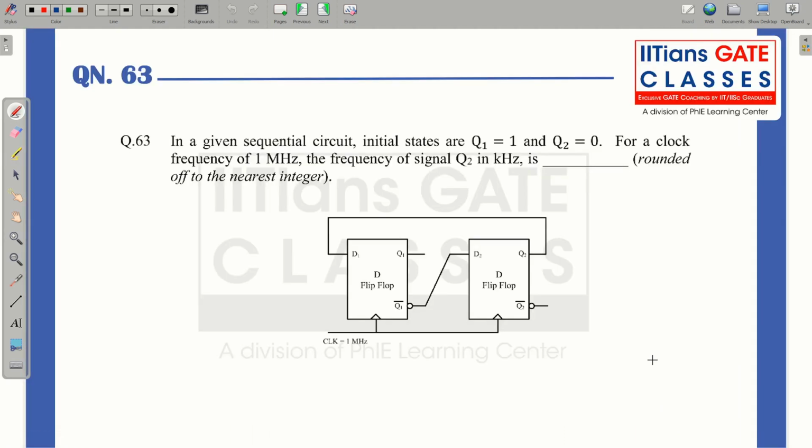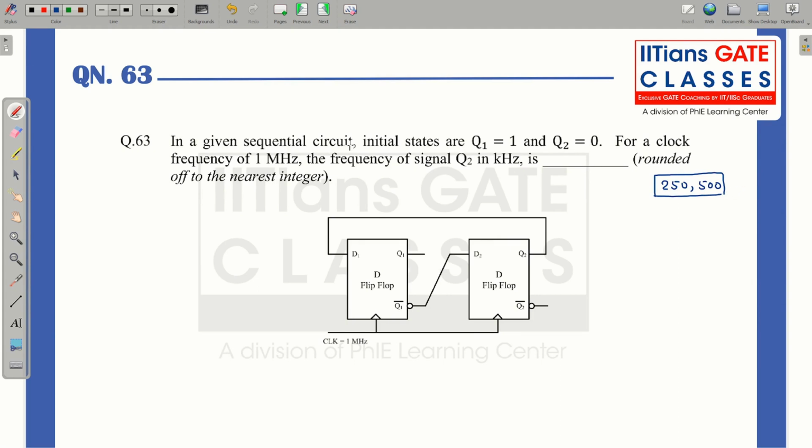So the next question, if you see, is a very simple question, but here there was some kind of confusion, due to which, in the answer key provided by IIT, there are two answers. One of the answers, I think, is 250, another is 500. So let us check how we get these two answers.